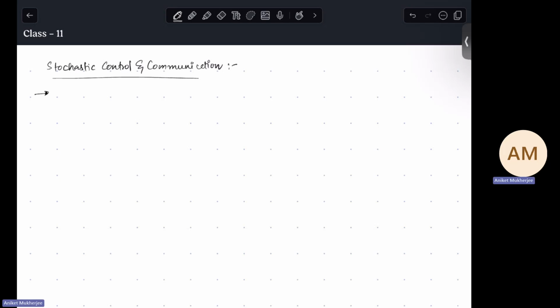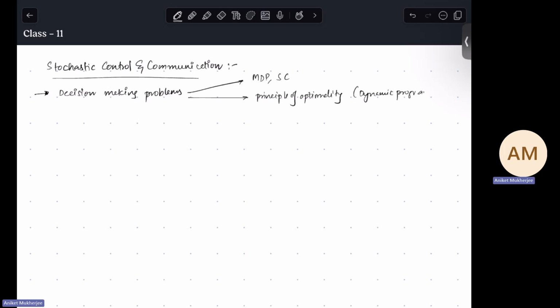Basically, I'll do a quick recap of what we did last class. We were talking about decision-making problems. First we saw how to model decision-making problems using an MDP model or a stochastic control model. Then we saw the principle of optimality, and using this we defined dynamic programming to find an optimal policy to solve these types of problems.